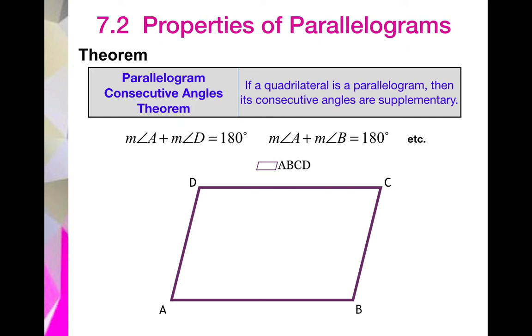Just like we have here with A and D, so this angle and this angle here are supplementary to each other, so they add up to 180 degrees. And that's going to be true no matter which way that you look around the parallelogram.